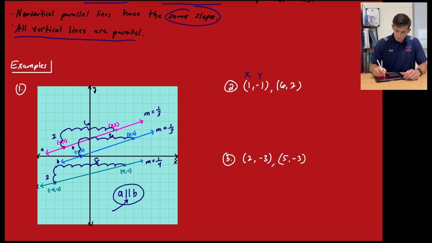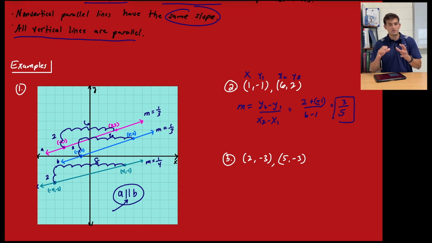So I'm going to label x sub 1, y sub 1, x sub 2, y sub 2. So remember, m equals y sub 2 minus y sub 1 over x sub 2 minus x sub 1. All right, so we're going to put in here 2 minus -1 divided by 6 minus 1. So we know this would become plus, so 2 plus 1 is 3. 6 minus 1 would be 5. So our slope would be 3/5. Okay. So now, when we find the slope on number 3, if the slope is 3/5, we would say yes, they are parallel. But if it's anything else, we would say they're not parallel.